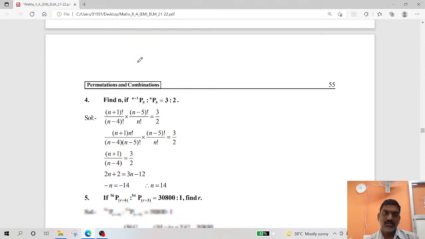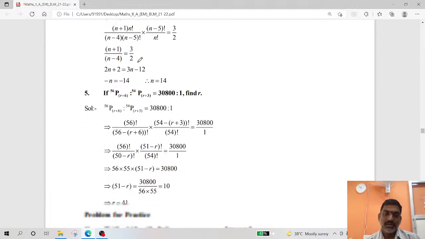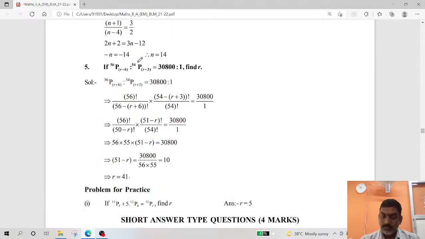Next, find n if n plus 1 P5 to nP5 is equal to 3 is to 2. Same like the above question. Next, question number 5. This is an important question.